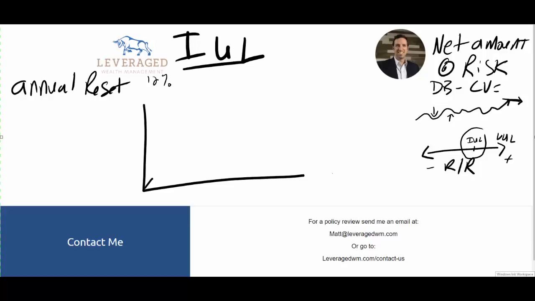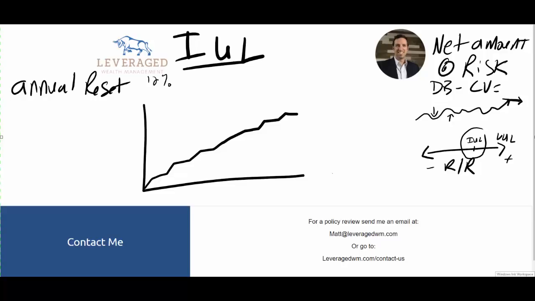You make some money, you get a 0. You make some money, you get a 0. Maybe you make some money a few years in a row, maybe a big 0 year. But the point is you're always going up, you're never going down. So it's going to be like a stair step.